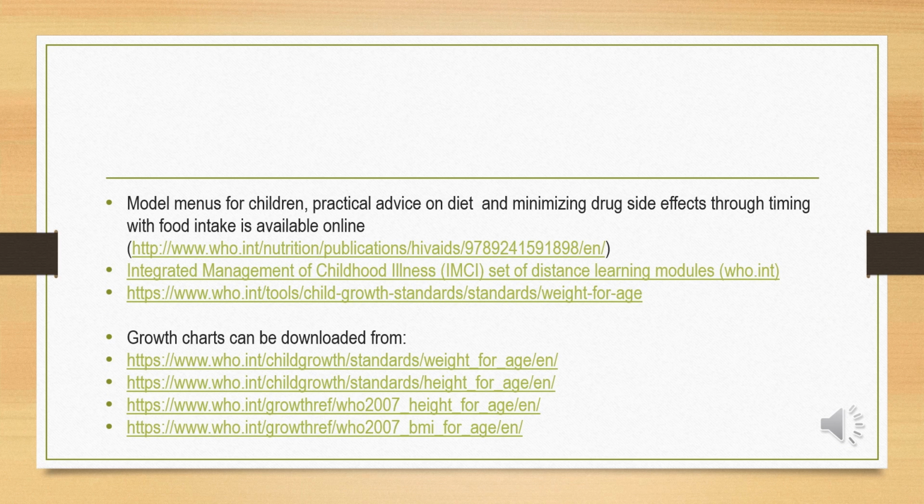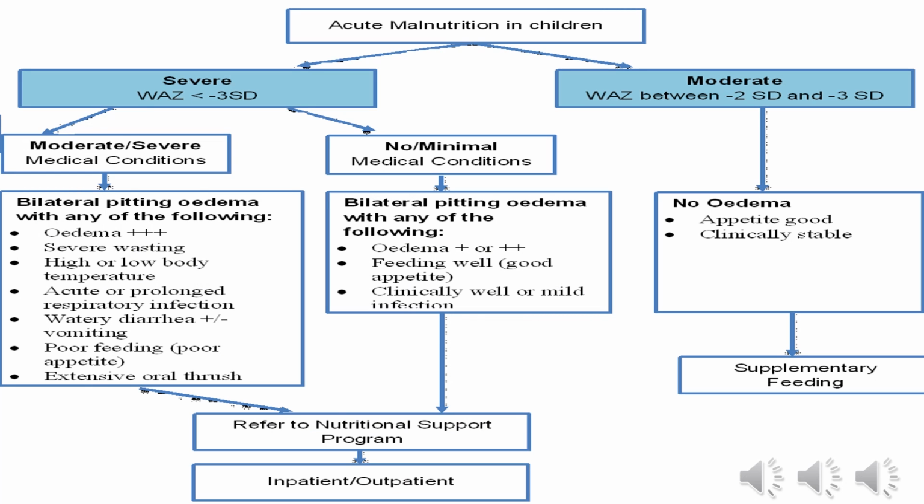The following links can be used to assess growth with the help of the growth charts available, and the nutritional assessments can be done from these links. For children under 5 years of age presenting with acute malnutrition, the first step is to categorize this malnutrition as mild, moderate, or severe. For this categorization, 3 things should be considered.